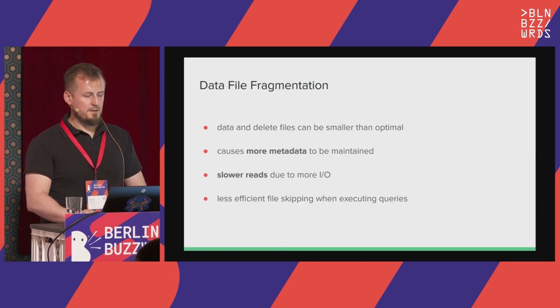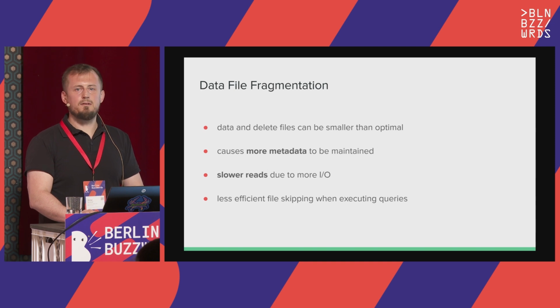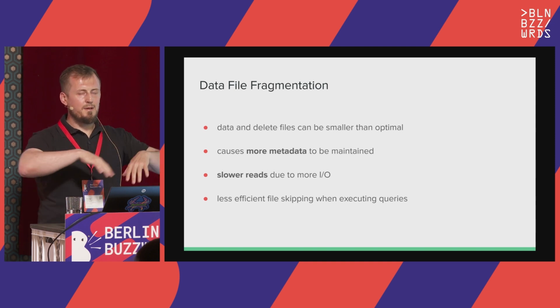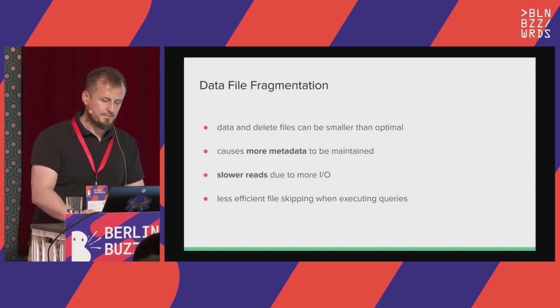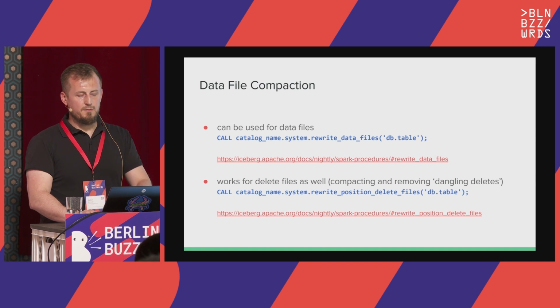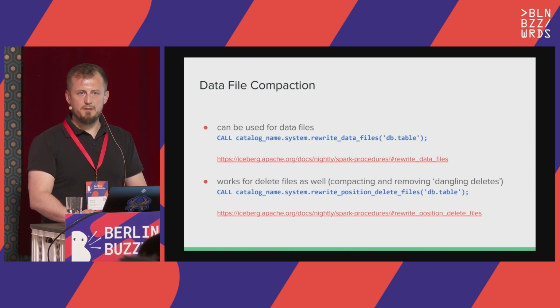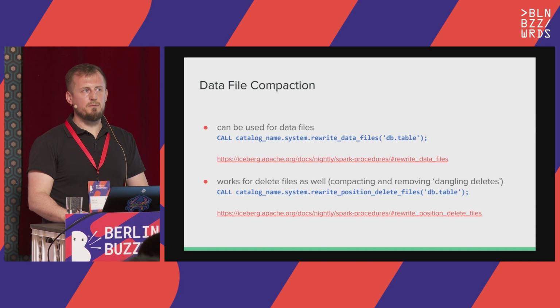Compaction is dealing with fragmentation of the data files. So basically, the issue with having more data files is that not only is the scanning slower, but also there is much more metadata in the table, which means that there is also much more I/O involved in every query. And files can be compacted. There is a nice implementation in Spark for rewriting of the data and delete files into larger chunks that are better to skip over and also faster to read.